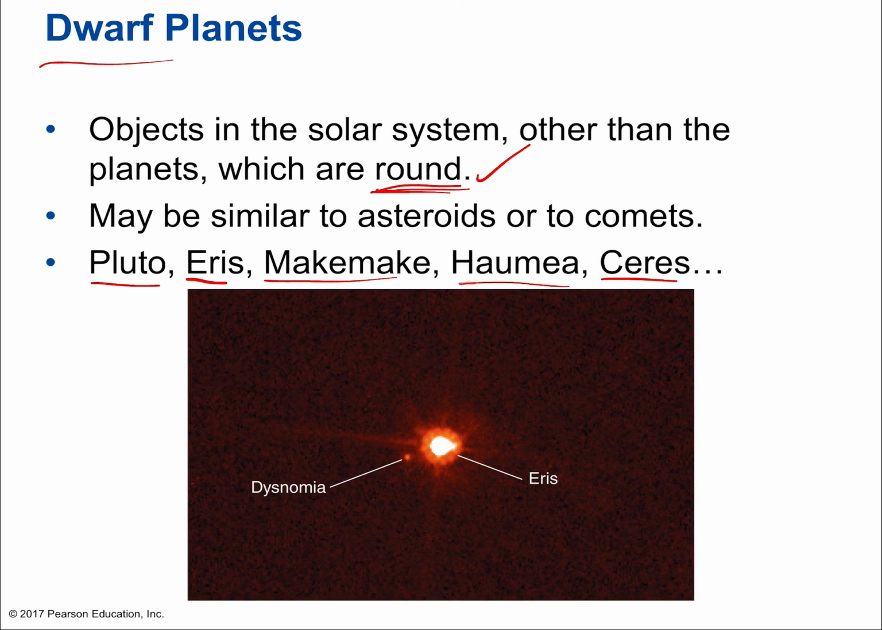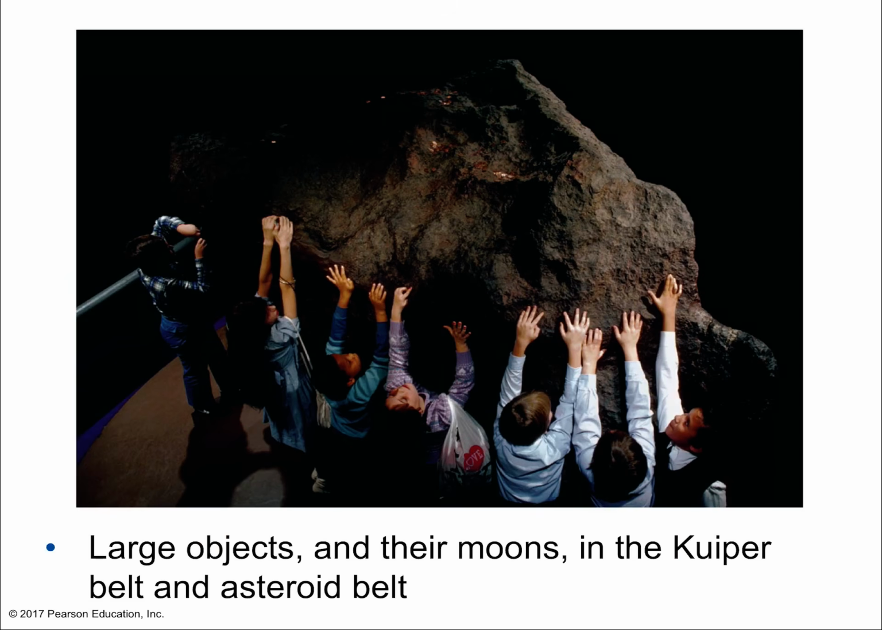And most of them are similar to comets, because they're all out where the comets live. The only dwarf planet that is similar to an asteroid is Ceres. So it's kind of cool, kind of special, all right? Okay, so large objects and their moons in the Kuiper Belt and asteroid belt.